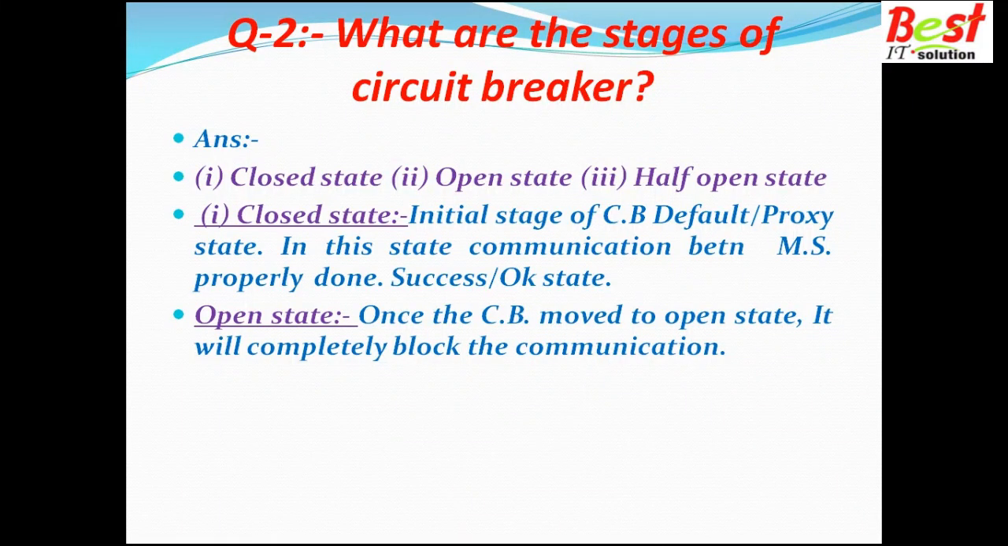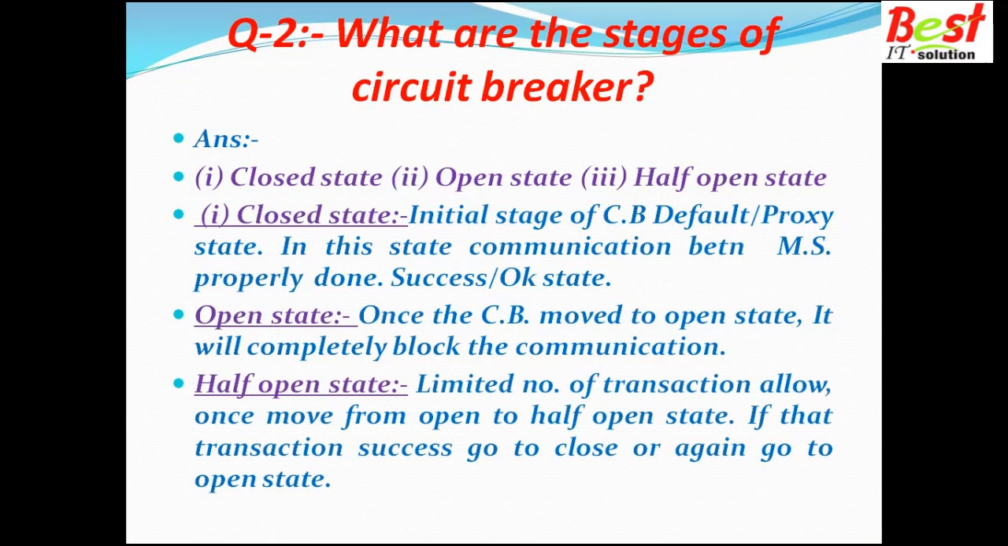And the open state: once the circuit breaker moves to the open state, it will completely block the communication between the microservices. And in the half-open state, a limited number of transactions are allowed. So a limited number of transactions will be allowed once it moves from open to half-open state. If the transactions succeed, it goes to the closed state, or if the transactions fail, it goes again to the open state. That means it will not allow any further communication.